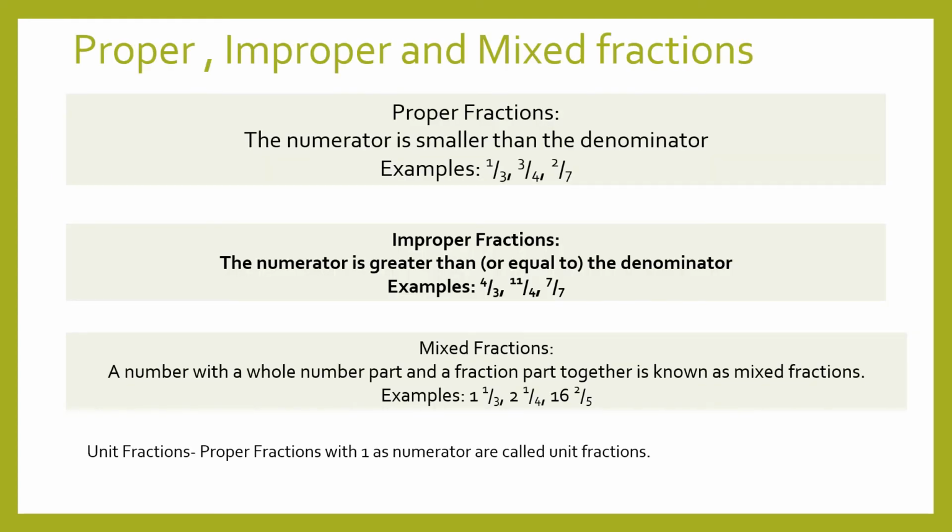Now proper, improper and mixed fractions. What are proper fractions? The numerator is smaller than the denominator. That shows a proper fraction. Improper fractions, the numerator is greater than or equal to the denominator. Like this, it shows improper, or we can say that it's a whole number. A mixed fraction is a combination of a whole number part and a fractional part. Together they make a mixed fraction.